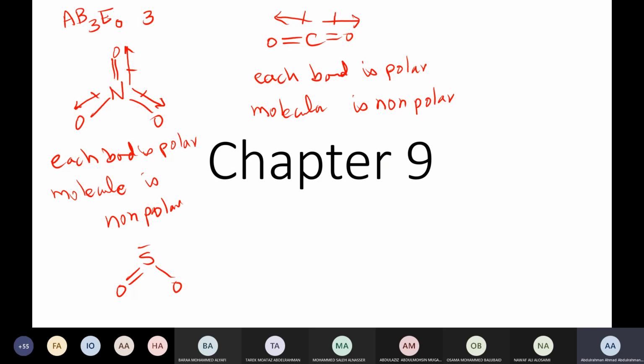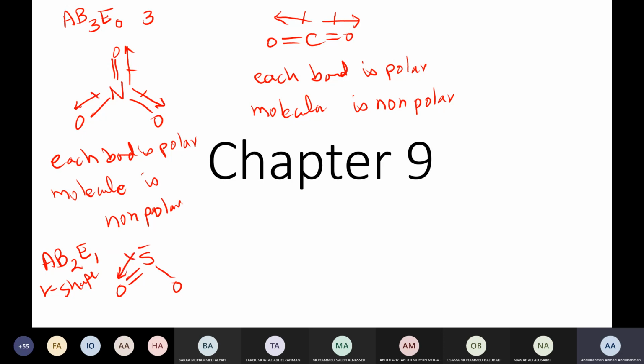Now, what's the electron domain? Quickly. AB2E1. So what's the electron domain shape? Trigonal planar. What's the shape of the molecule? V shape. Don't forget this. I want you to memorize it. V shape. Is this polar or non-polar?